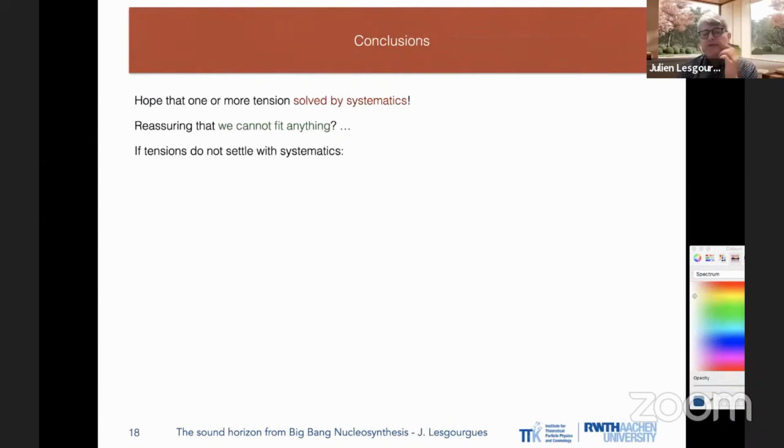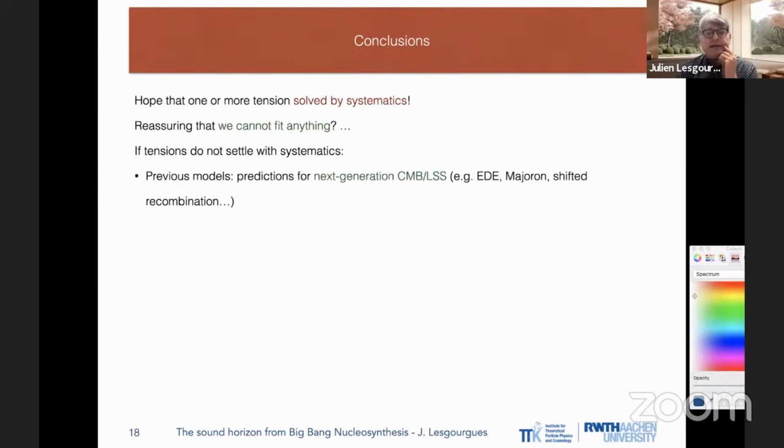And if these tensions are really settled and not due to systematics, a good thing is that the previous models that I mentioned, that would be the best current ways to solve the Hubble tension, they make predictions already at the level of future cosmological observations. All these models of early recombination with primordial magnetic fields, of the Majoron model, the model with early dark energy, you might find them a bit crazy, a bit ugly, but at least they make very precise predictions on what the CMB polarization or matter power spectrum would look like.